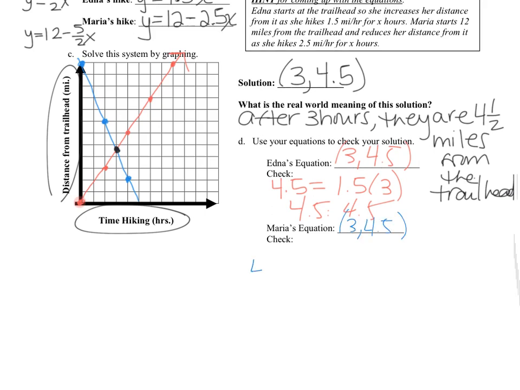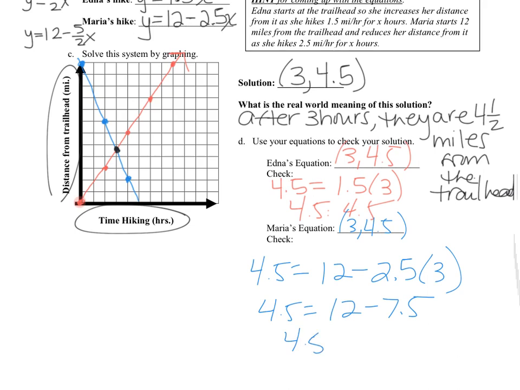So I'm going to put 4.5 equals, Maria's equation was y equals 12 minus 2.5x. So I'm going to do 2.5 times 3, and I'm going to see, does that work, right? And so 2.5 times 3 gives me 7.5, so I get 4.5 equals 12 minus 7.5, and then 12 minus 7.5 does equal 4.5. And so you're just checking to make sure that that works. All right? Good luck with the practice.